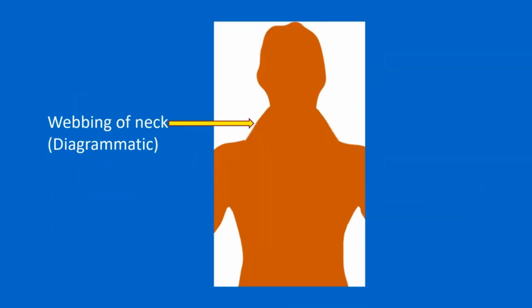Webbing of neck is seen in Turner syndrome and Noonan syndrome. Noonan syndrome is sometimes called male Turner syndrome, though it occurs in both males and females. Turner syndrome is associated with coarctation of aorta.